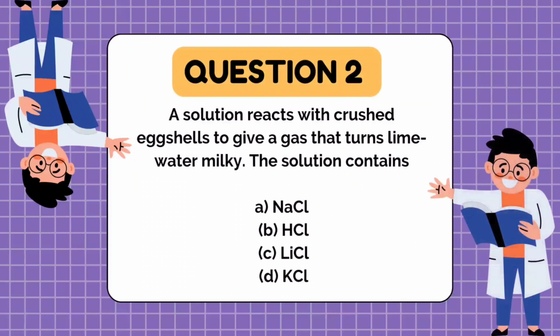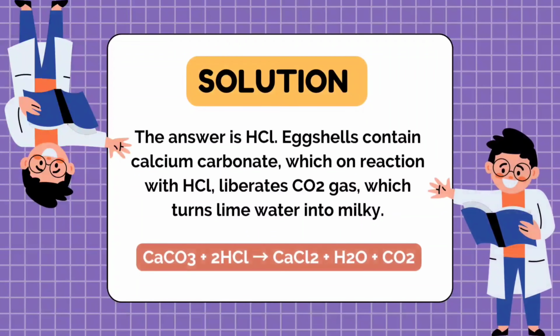Question 2. A solution reacts with crushed eggshells to give a gas that turns lime water milky. The solution contains A. Sodium chloride, B. Hydrogen chloride, C. Lithium chloride, D. Potassium chloride. Solution. The answer is hydrogen chloride. Eggshells contain calcium carbonate, which on reaction with hydrogen chloride liberates carbon dioxide gas, which turns lime water milky.